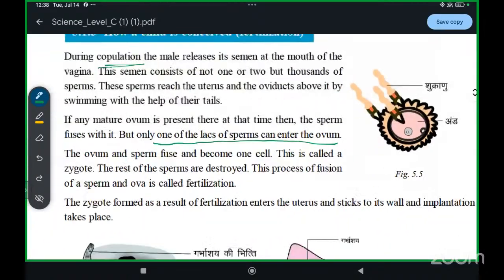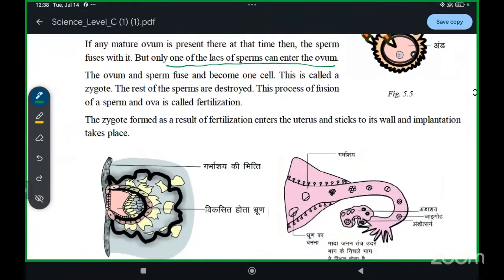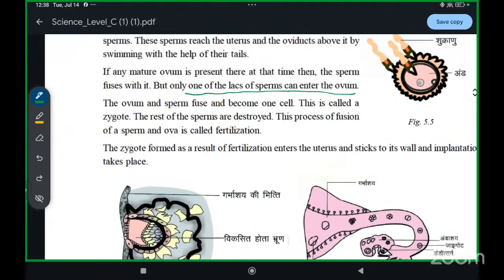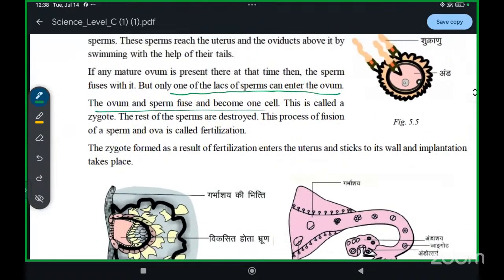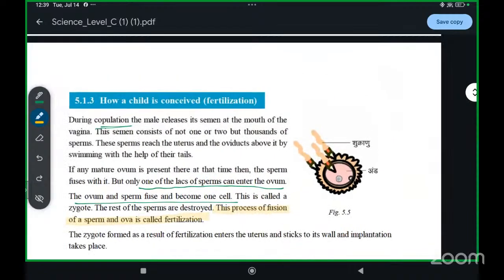The others get destroyed. Now the ovum and sperm fuse and they become one cell. This one cell is called a zygote, and the rest of the sperms are destroyed. This process of fusion of a sperm and an ovum is called fertilization. Understood? Hope you all understood what fertilization is.